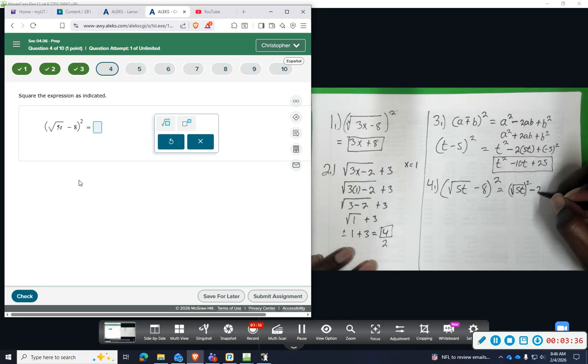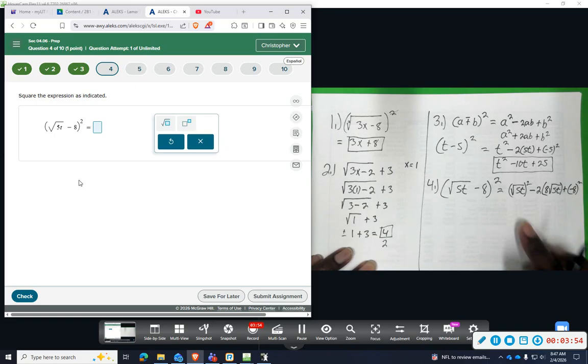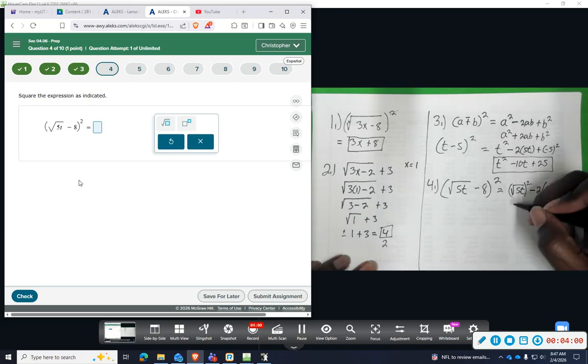And it's going to be 2 times 8 square root of 5t. And then we're going to square the negative 8. And it's always going to be positive. A negative squared is positive. A positive squared is going to be positive. Okay, so this is just a setup. And then, as we mentioned, the square root and square cancel each other out. So the first term leaves me with a 5t.